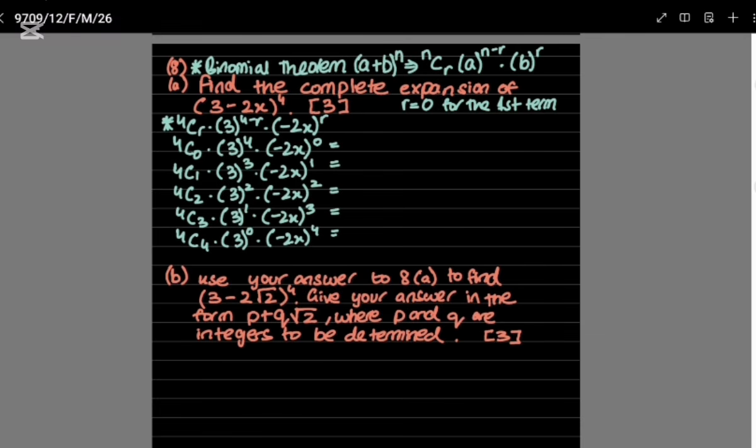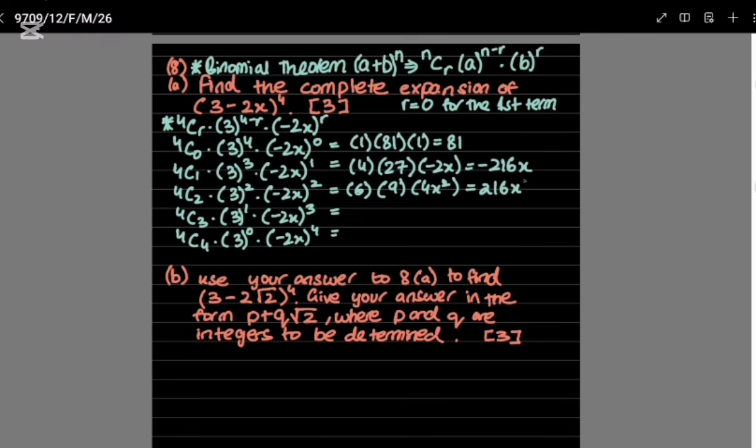Okay, so 4C0 is 1, 3 to the power of 4 is 81, and anything to the power of 0 is 1, so 81. Okay, then 4C1 is just 4, 3 to the power of 3 is 27 times minus 2x, so 4 times 27 times minus 2, which gives you minus 216x. Okay, now 4C2, that's 6 times 3 squared is 9 times 4x squared, so this gives you 6 times 9 times 4, which again gives you 216, but x squared this time.